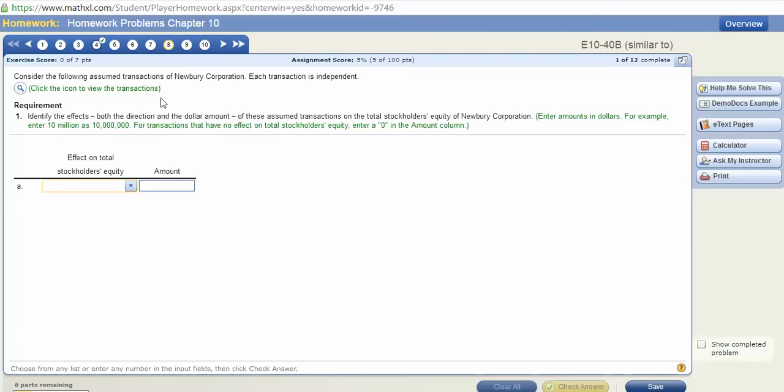Okay, let's go to work number 8. It has some effects on total stockholders' equity. You're basically being asked what effect, if any, this has on stockholders' equity. So let's take these one by one.